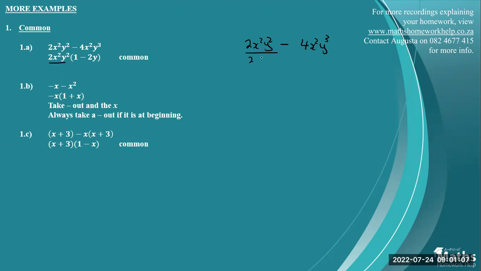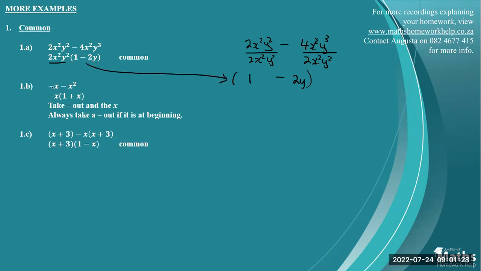So I'm going to show you how you then actually can do it on a piece of rough paper, where you divide with 2x squared, y squared. If you divide with that, 1 will remain. That's a 2 that falls away, and 1y will remain. So that's where you get that bracket.